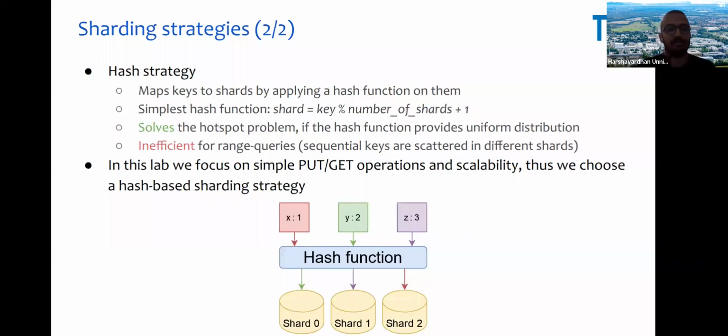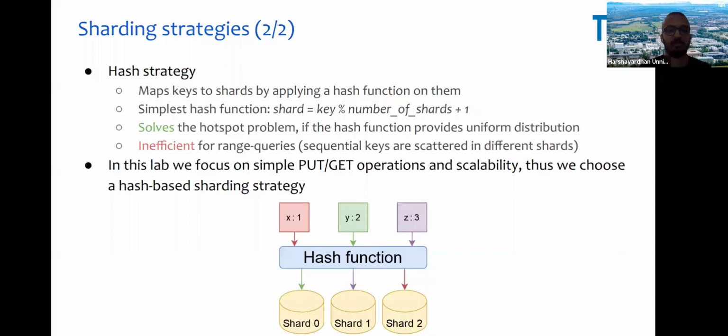An alternative to range-based strategies is to use a hash-based sharding strategy. A hash-based strategy uses a hash function to map keys to the respective shards. The simplest hash function one can think of is assigning a key to a shard that is ID'd as the key mod the number of shards plus 1.